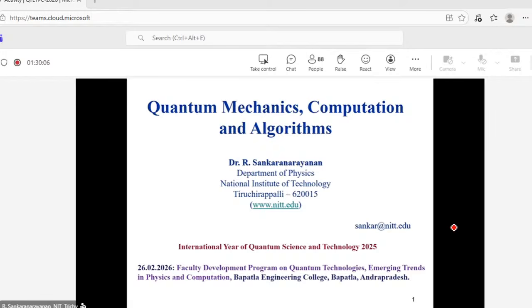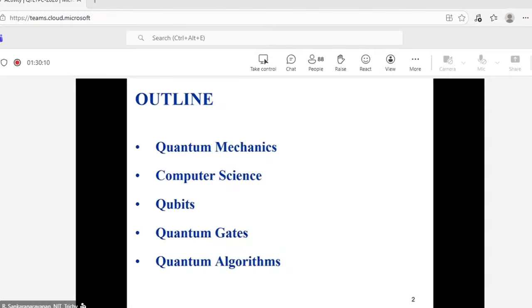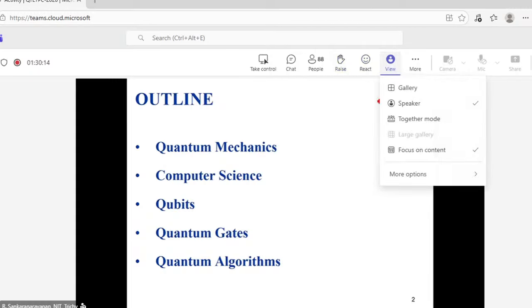Atoms and molecules. So my outline of the talk is something like this. So I'm going to talk about, okay, this talk is broadly divided into 5 topics.